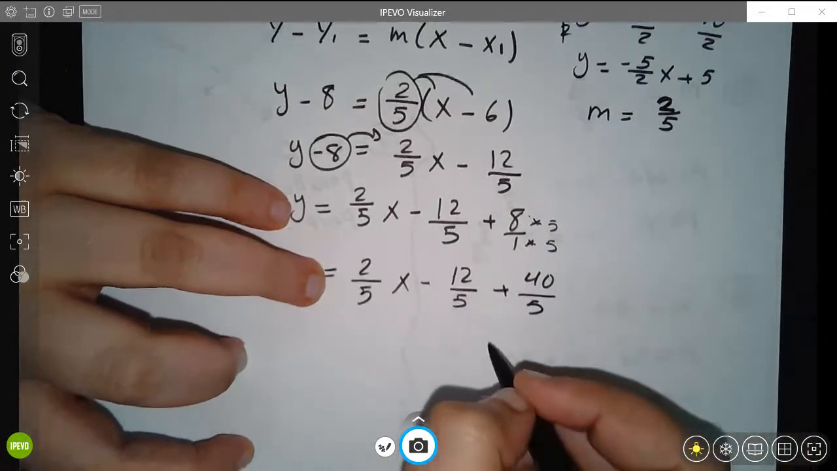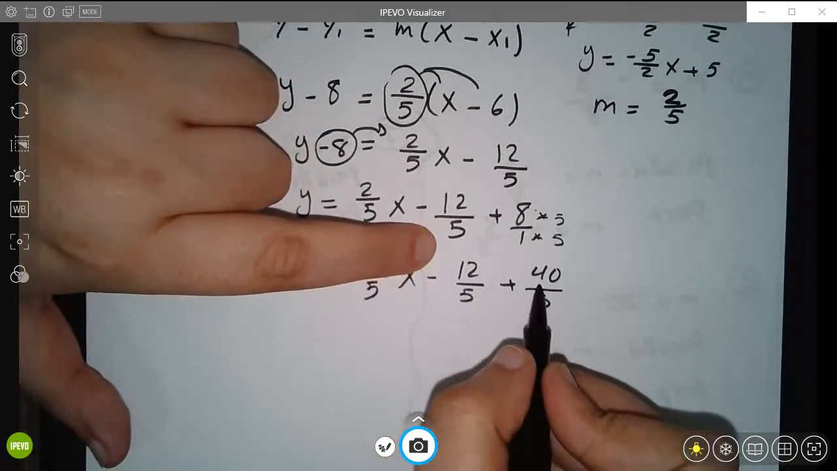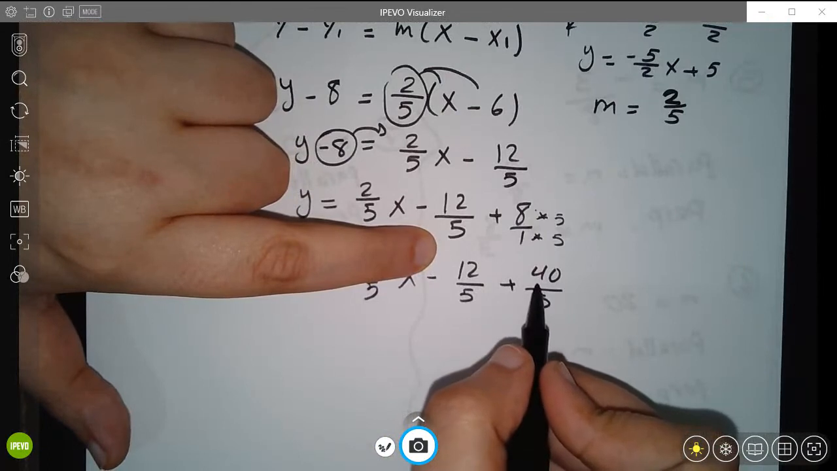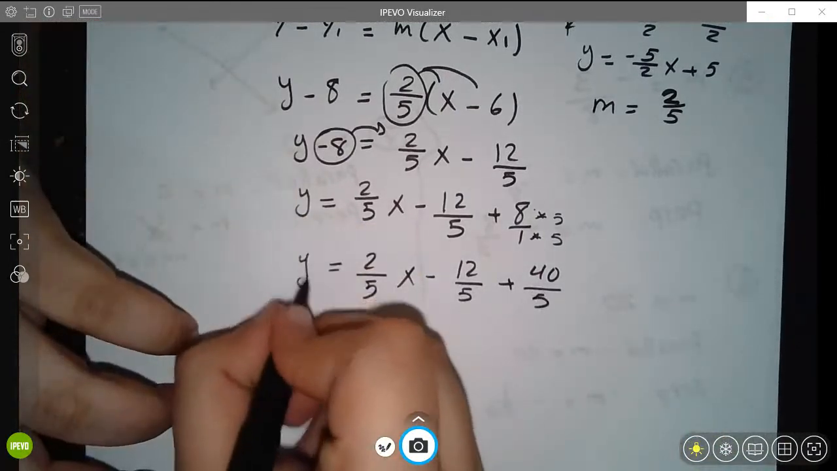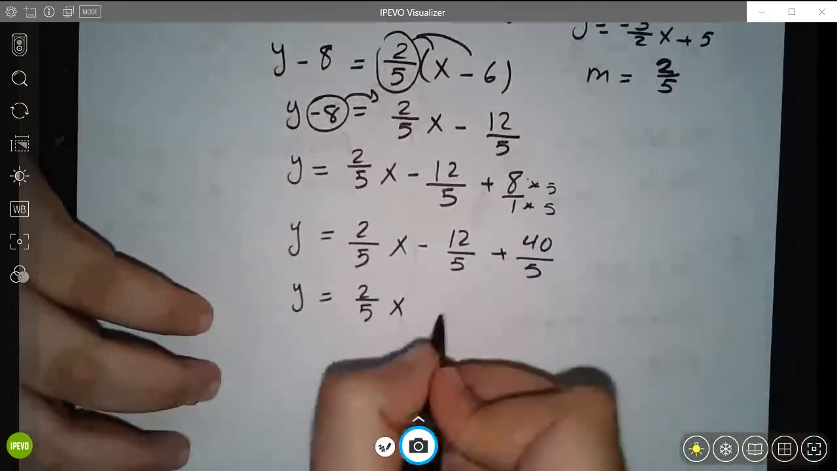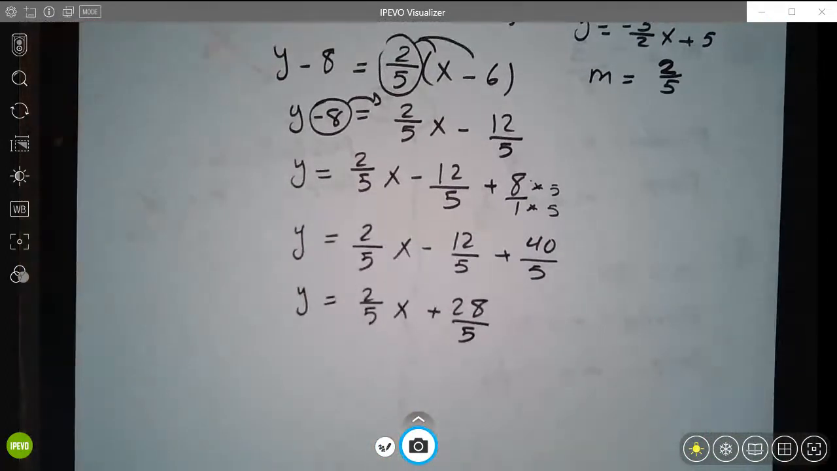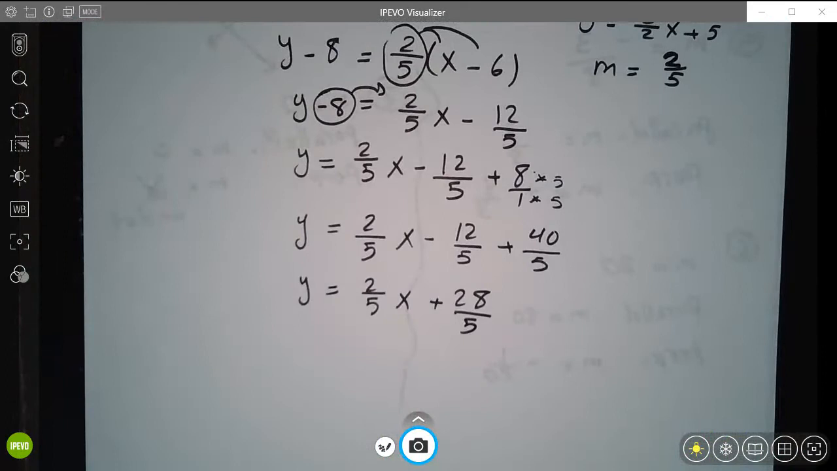over 5. Now we do the addition between a negative 12 and a positive 40. So that gives you a positive 28. So y equals 2 over 5x, that never changed, and you get positive 28 over 5, which, if you calculate it, is actually 5.6. All right? Everybody get that? Any questions? No? All good?